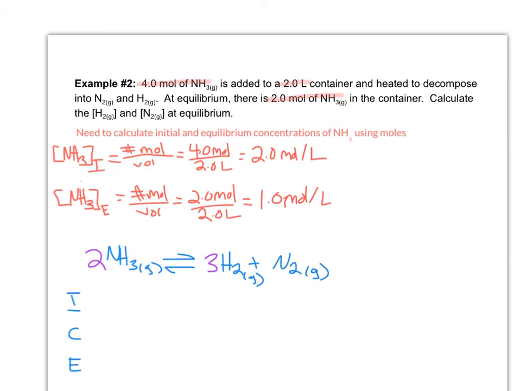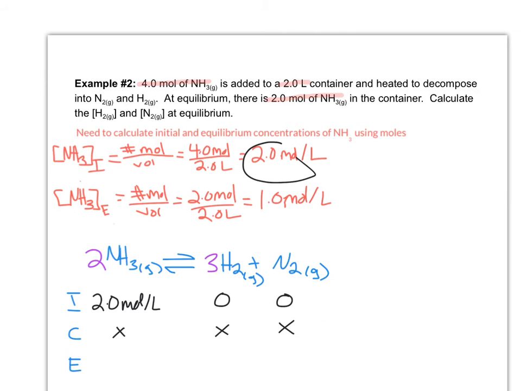Now we start putting our data into our ice table. We know our initial concentration of our NH3. We calculated that right here. So here it comes down here, 2.0 mole per liter. And we know that we start with 0 hydrogen gas and 0 nitrogen gas. Our change from initial to equilibrium, again, we represent as an X. So we put an X here, an X here, and an X here.